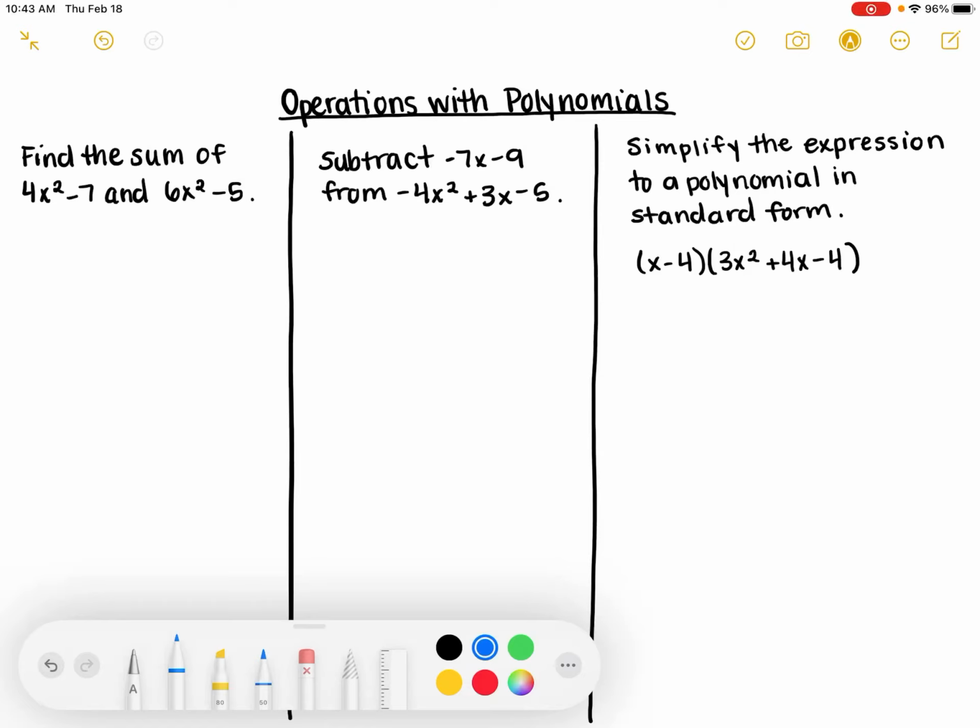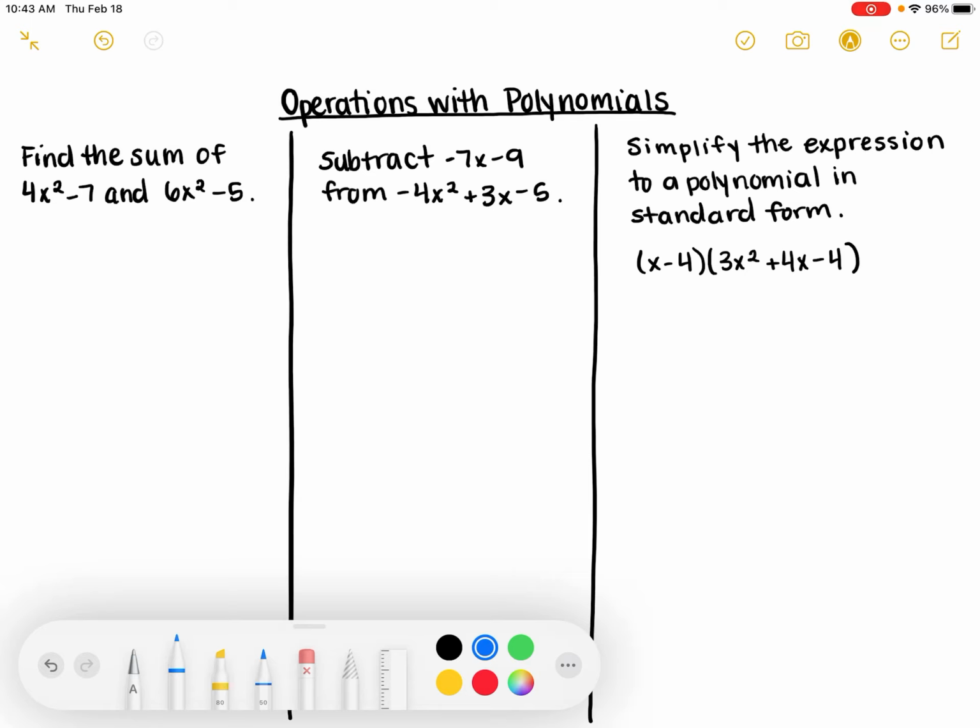Hi, Algebra 2. In this video, I'm going to do some examples of operations with polynomials. I'm going to do an addition example, a subtraction example, and a multiplication example. And I actually pulled all of these problems from Delta Math, so they're worded the same way, and you can get some examples of how to make sure you're doing these problems right in the Delta Math.